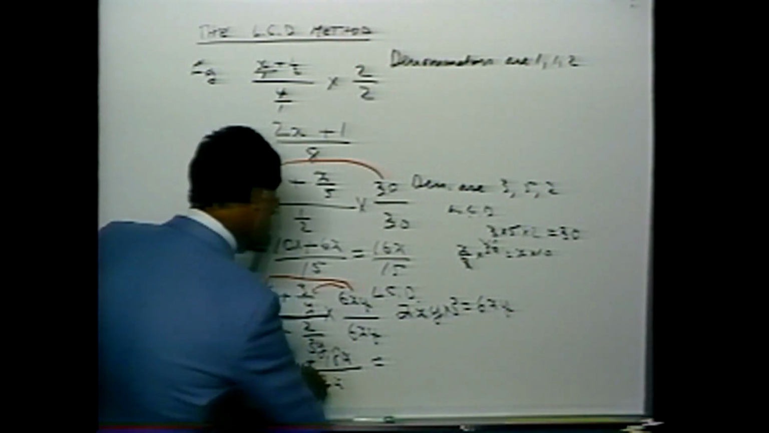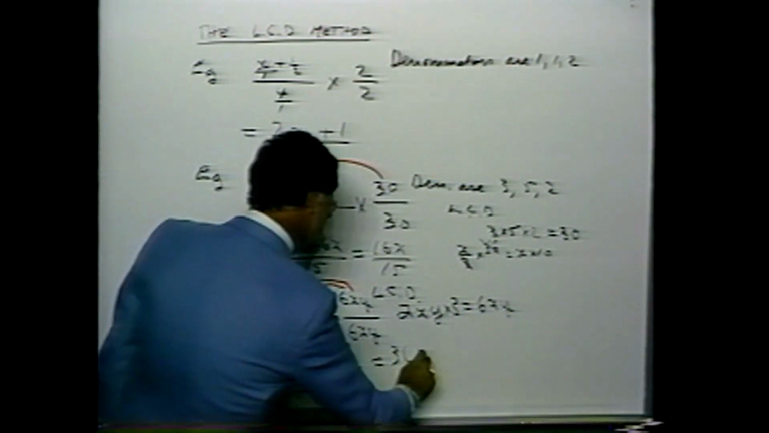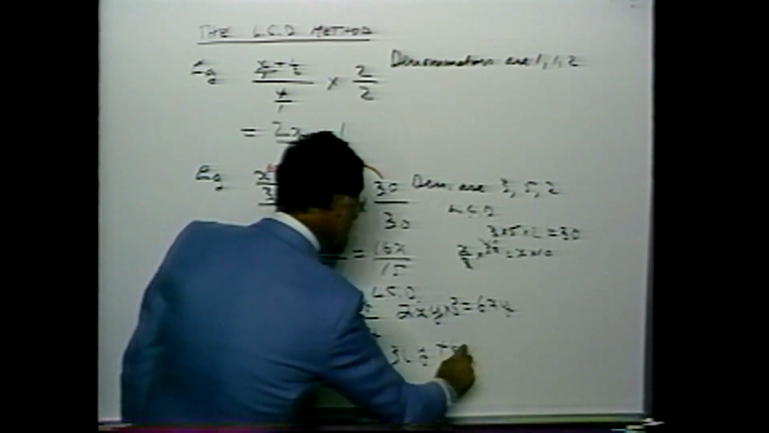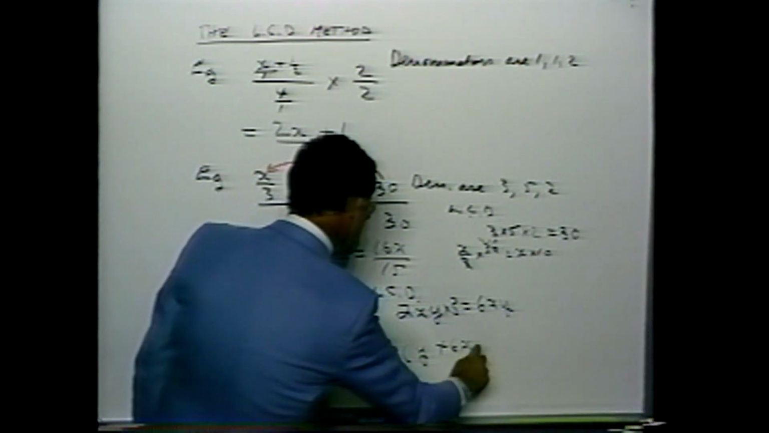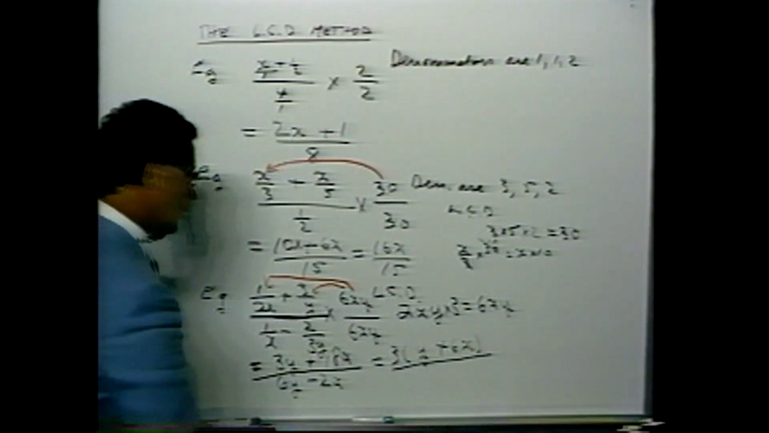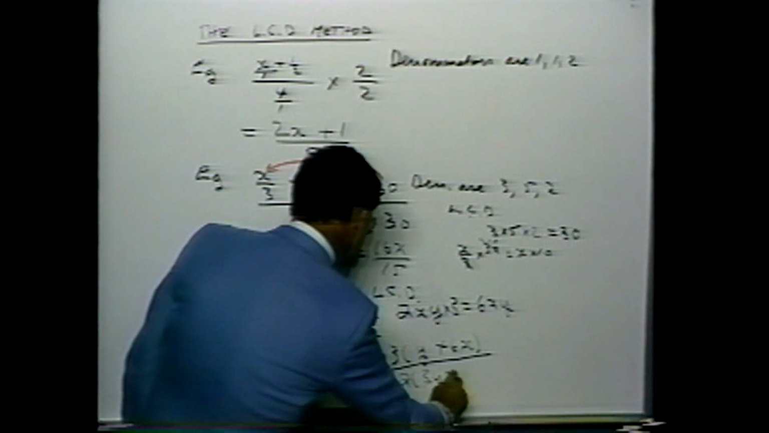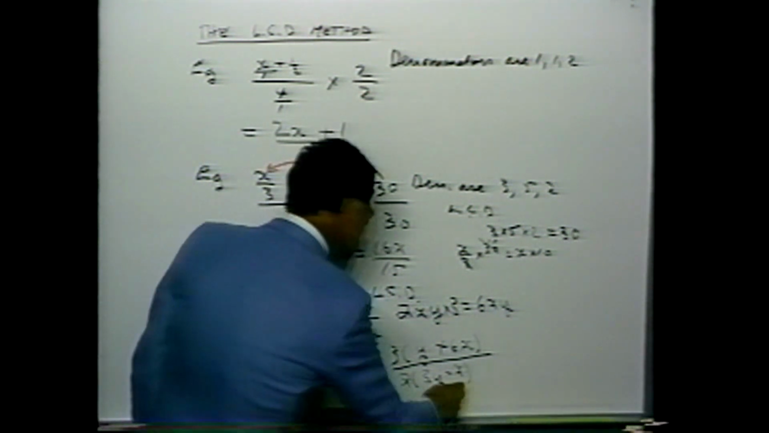Continuing, we have 3 times y plus 6x over 2 times 3y minus x.